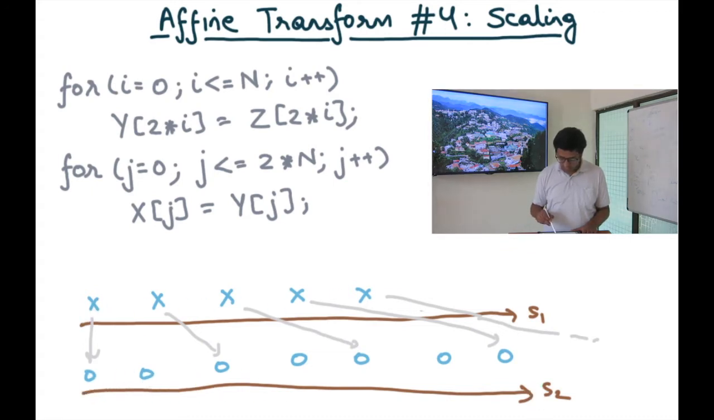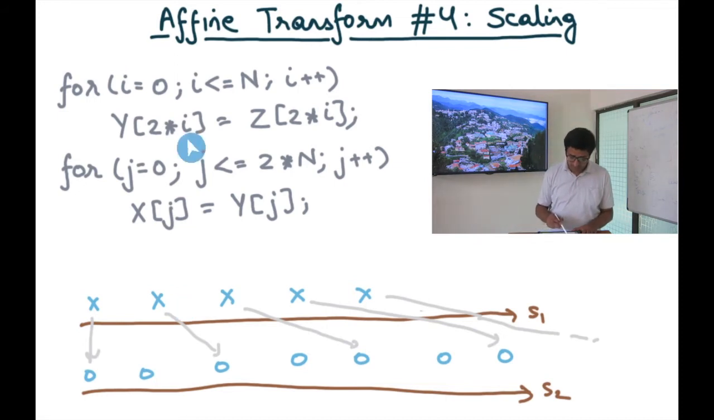So these are all the iterations of S1 from 0 to n. These are all the crosses, and the circles are all the iterations from 0 to 2n. So for example, j equals 0, j equals 1, j equals 2, j equals 3, and so on till 2n. Here the crosses are for i equals 0, i equals 1, and so on.